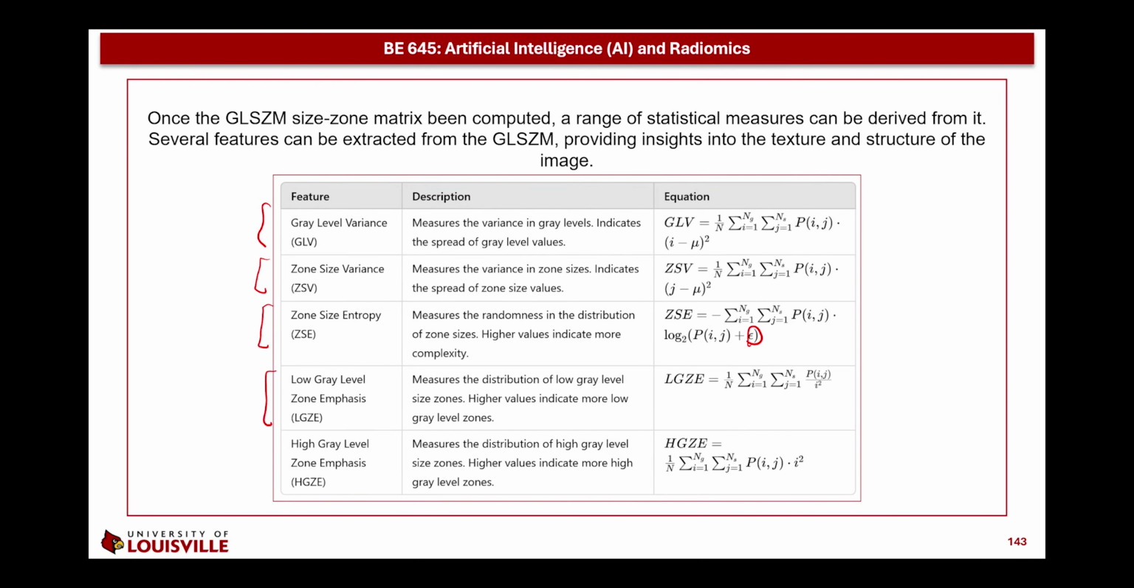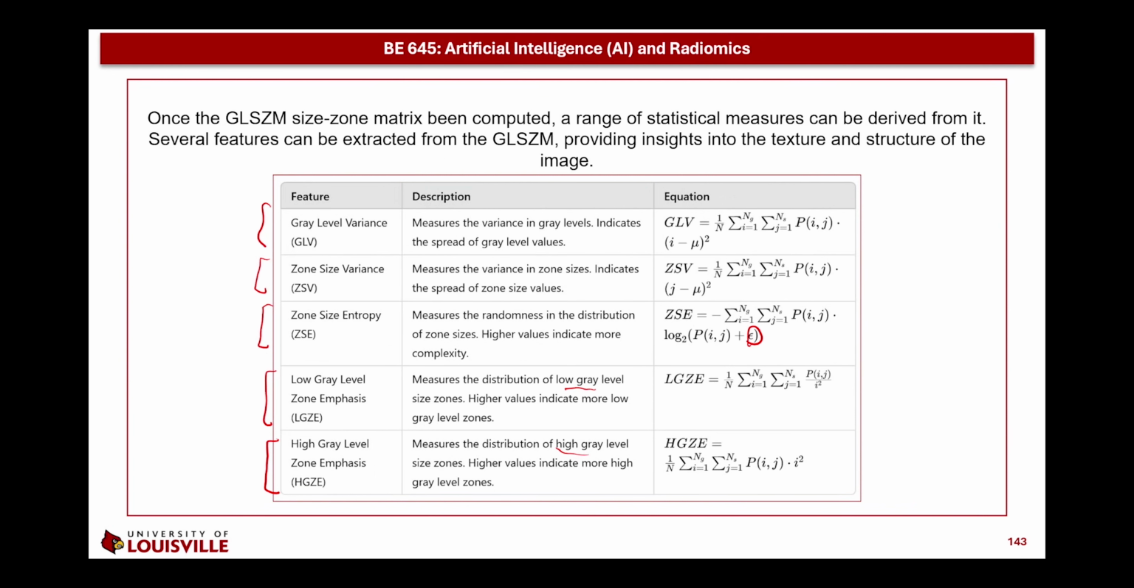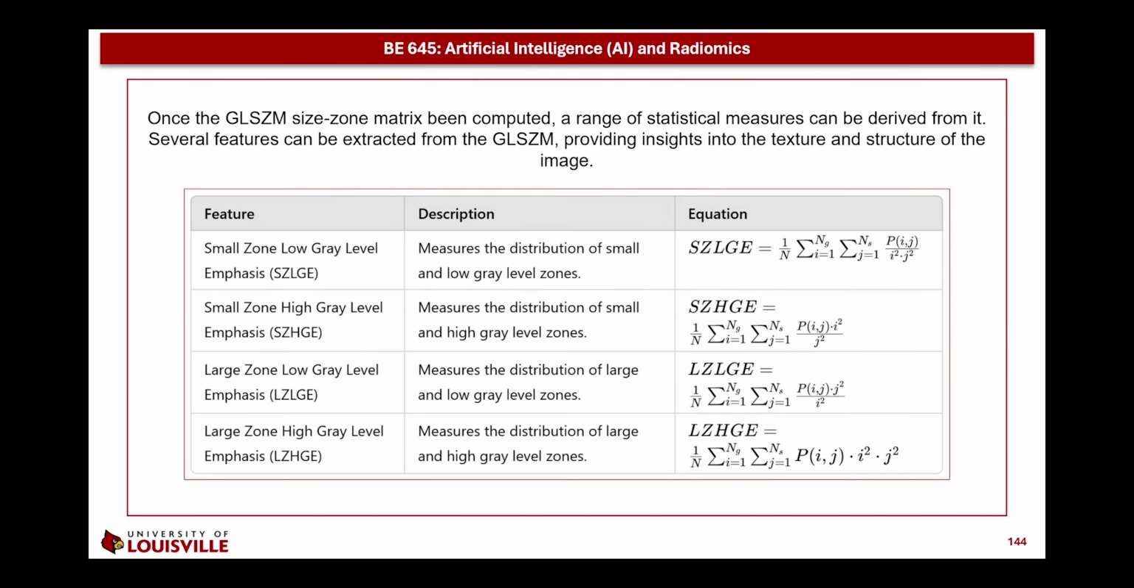Low gray level zone emphasis and high gray level zone emphasis measure the distribution of low and high gray level zones respectively, and higher values of the low gray level will indicate more low gray level zones, and higher values of high gray level zone will indicate more high gray level zones. So for the small zone and large zone here, we are dividing by and multiplying by j squared, and here we are dividing and multiplying by i squared.